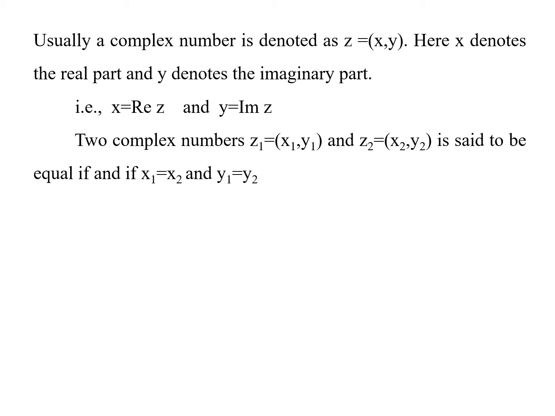Usually the complex number is denoted as z equal to the ordered pair x comma y, and we know that x is represented as the real part of z and y is represented as the imaginary part of z. If you want to say any two complex numbers are equal, the real parts of the first and second complex numbers are equal, and the imaginary parts of the first and second complex numbers are equal.